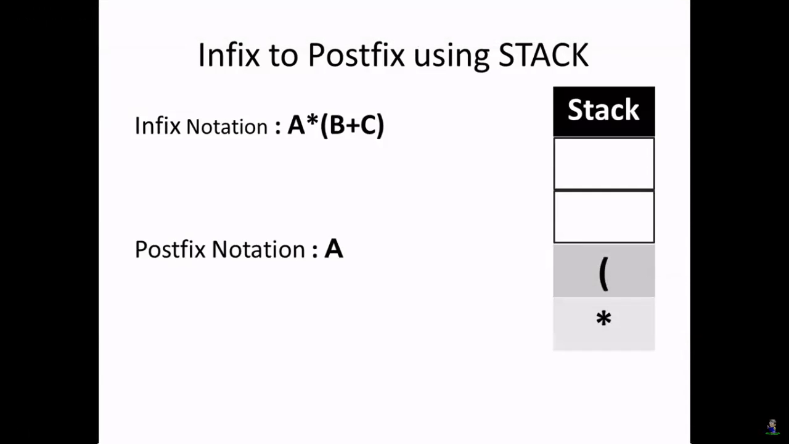Opening bracket will be taken as it is, and as it is an operator, it will be pushed to the stack. B is an operand, so it will be put in the postfix notation. The next operator that we have is plus. Now plus will be compared to opening bracket, and then it will be pushed to the stack. Next we have an operand C, and C will be put in the postfix notation.